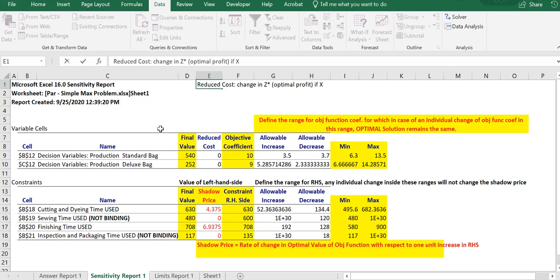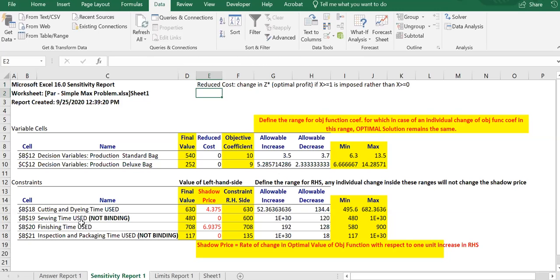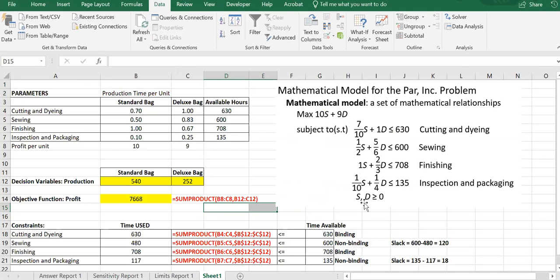If x greater than or equal to 1 is imposed, instead of x greater than or equal to 0. So instead of what we had, a non-negativity constraint, right? We had x greater than or equal to 0. What if we had x greater than or equal to 1?